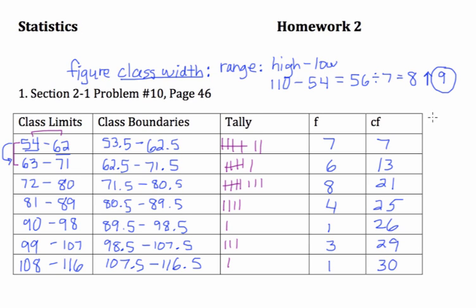The last one that I don't have a column for, but we'll need for some of our graphs, is the midpoint. XM stands for midpoint. To find the midpoint of the first class, you take the lower limit plus the upper limit and divide by 2. 54 plus 62, enter, divide by 2. You get 58. And so on. These will also be 9 apart since our class width was 9.